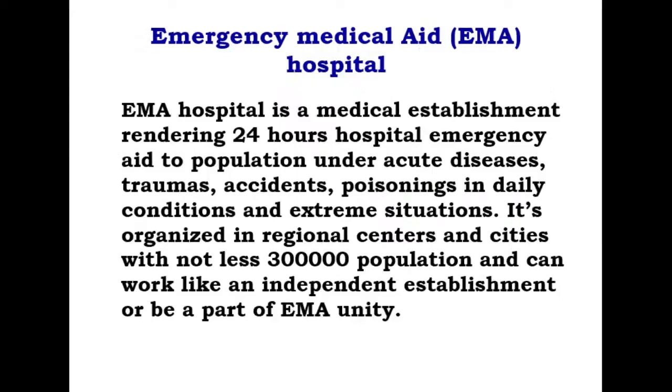Emergency medical aid hospital. For example, in Crimea, an example of an emergency aid hospital may be the Sixth Hospital. This is a hospital as a medical establishment which organizes rendering 24-hour hospital emergency aid to the population under acute disease, traumas, accidents, poisoning, in daily conditions and extreme situations. It is organized in regional, central and cities with not less than 300,000 population and can work as an independent establishment or be a part of emergency medical aid units.